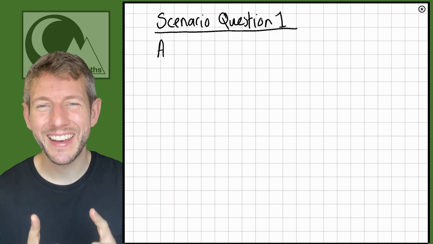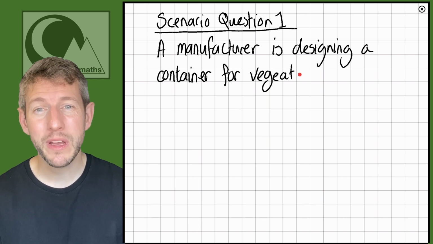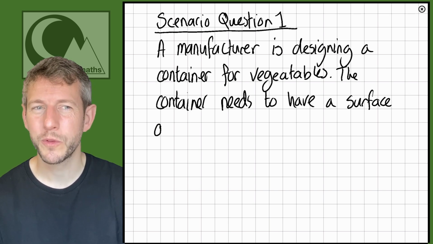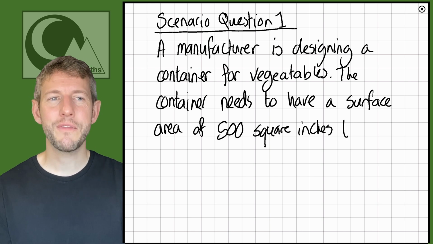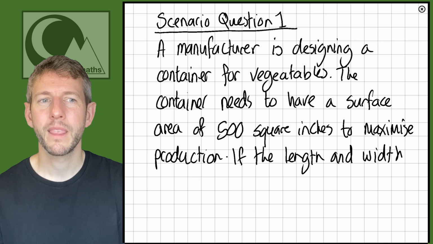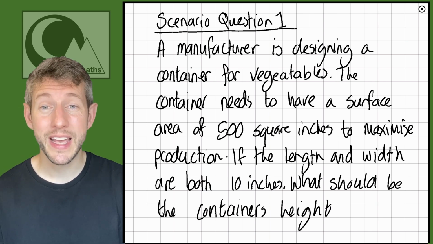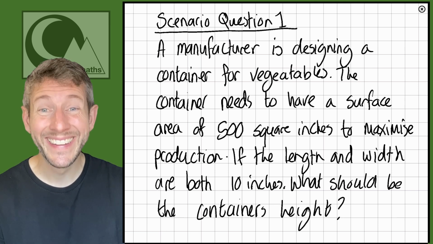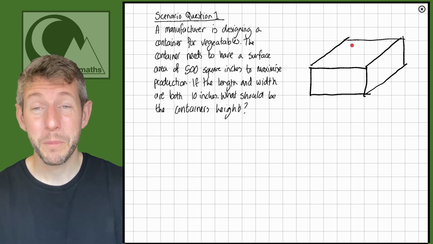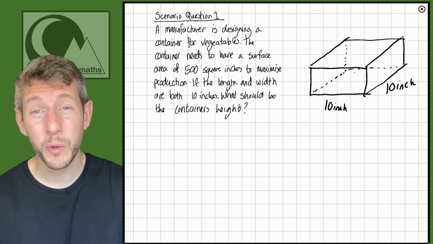Right, this is an interesting question. Let's first of all have a read of this question to see what it says, and then we can think about how we're going to tackle it. A manufacturer is designing a container for vegetables. The container needs to have a surface area of 500 square inches to maximise production. If the length and width are both 10 inches, what should be the container's height? Wow! This question is very different to what we've been doing, but it's important that we look at it. It's nothing to be scared of because we can pick it all apart.